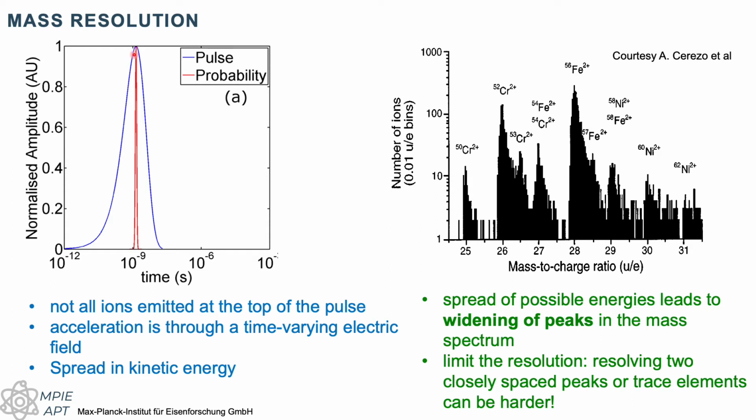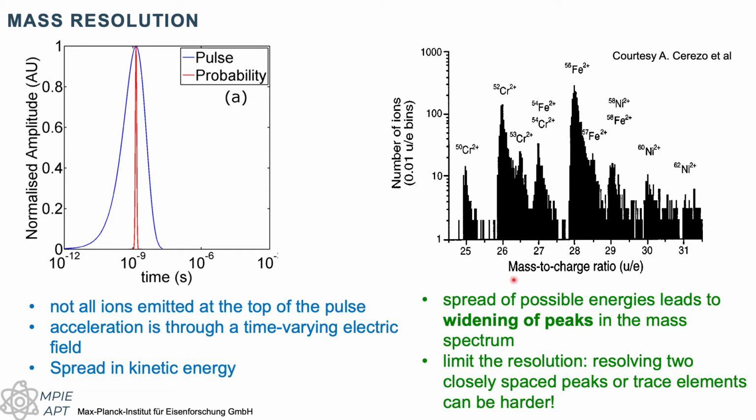So if I go back to this probability distribution, that's the pulse in log scale, it's a bit cheeky, and that's the probability of field evaporation. This means that if not all of the ions are emitted at the top of the pulse, the ions are accelerated through a time-varying electric field, and some of the energy that was in principle available will not be provided to the ion.